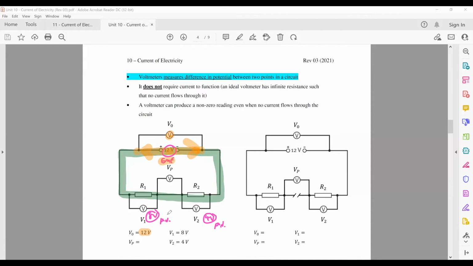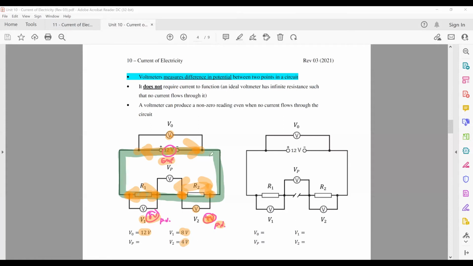And then you look at the other voltmeter. Voltmeter 1 is connected between these 2 points. It's measuring the differences in potential between here and here. But since my PD is 8 volts, my voltmeter will read 8 volts. And then you look at the second voltmeter, it's connected between this point and this point. It's measuring the differences in potential between these 2 points. But then the PD here is 4 volts. So the difference that I measure here must be 4 volts also.